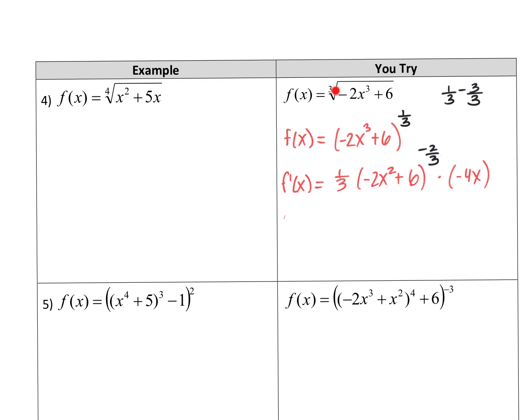All right, here's your answer to number 4. First thing I did was take the cube root and make it a 1/3 power. Then bring the 1/3 in front, keep the base the same, decrease the power by 1. And then I took the derivative of the inside. You could take it a step further and simplify, but I'm going to leave it just like that. This is your final answer. If you have any questions on these, I'd be happy to go over them tomorrow in class.